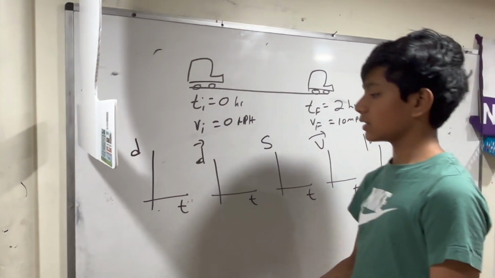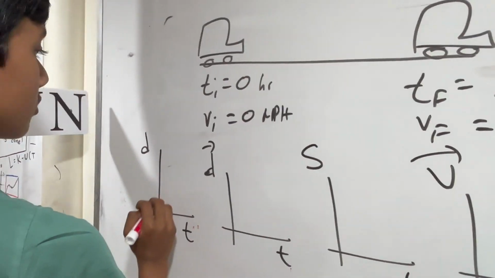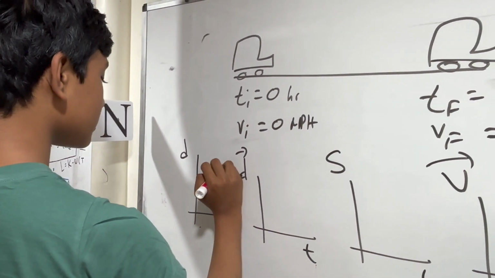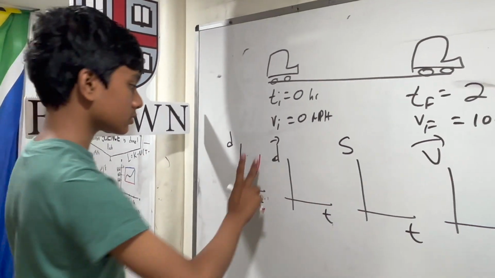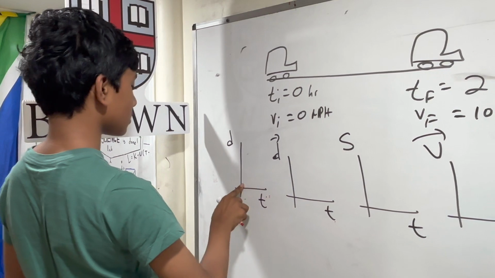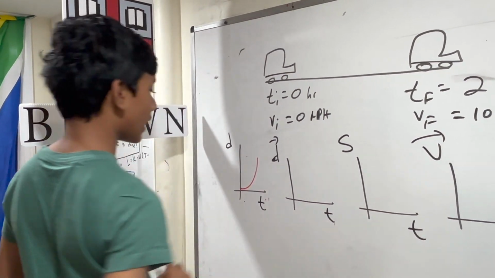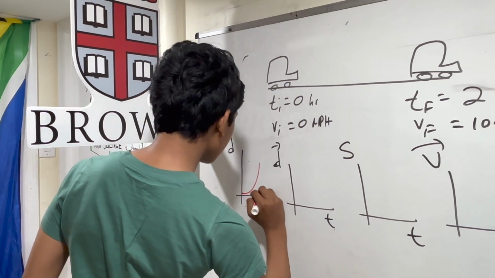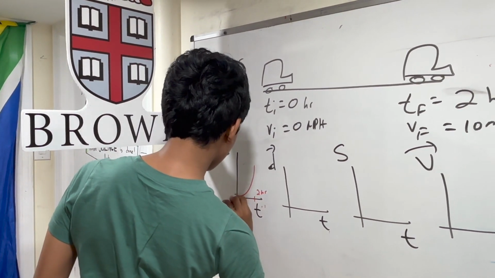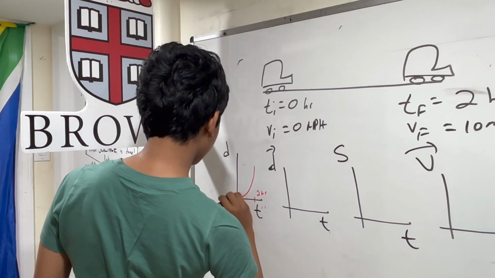So, then what's the distance over time? Well, it's going to look something like this. Now, how do we actually know where it starts? Can you start from the origin, please? How do we actually know where it starts and stops? Well, we know it stops at 2 hours. We know it starts at 0 hours and 0 miles.